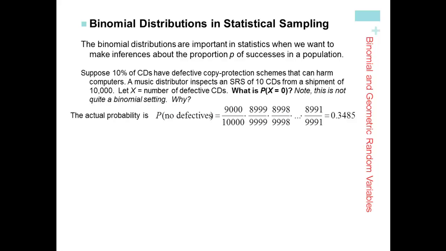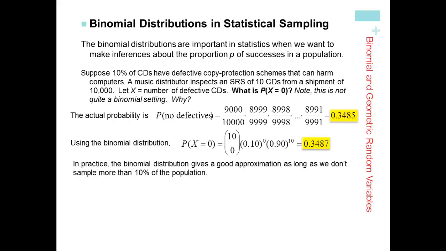So to perform the calculation, the probability of no defects, I would take 9,000 over 10,000 times 8,999 over 9,999, and so on, and end up with 0.3485. However, if I calculated it as a binomial distribution and found the probability of x equaling 0, I would use the formula of 10 choose 0 times 0.1 raised to the 0 power times 0.9 raised to the 10th power, which would be 0.3487.